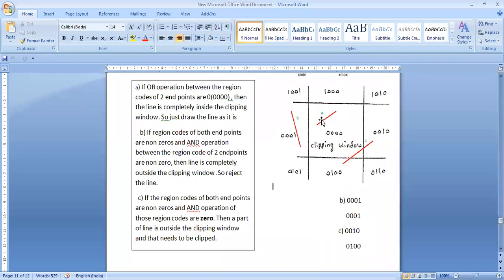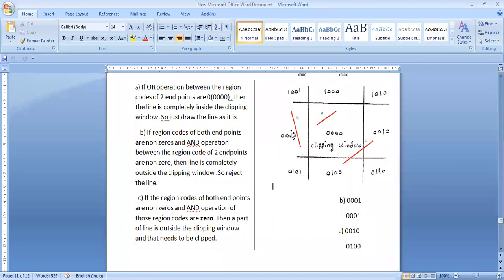Now let us see what the condition is for a line to be considered completely outside the clipping window. For outside the clipping window, obviously the endpoint region codes will be non-zero. If the region codes of both the endpoints are non-zero, the region code of this point and the region code of this point, both are non-zero.